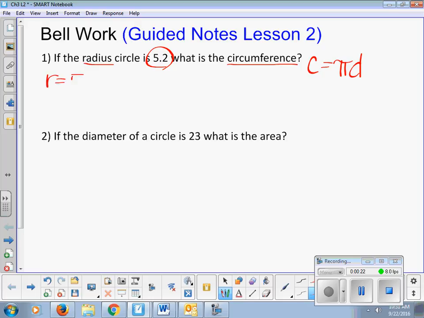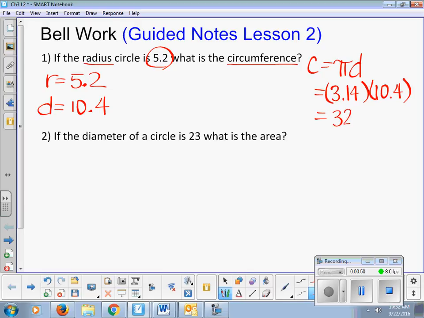Our radius is 5.2. If our radius is 5.2, how do we find the diameter? Multiply by 2 and we get 10.4. So for pi, we use the value 3.14, and we want to multiply that by 10.4. When you multiply those two numbers together, what do you get?